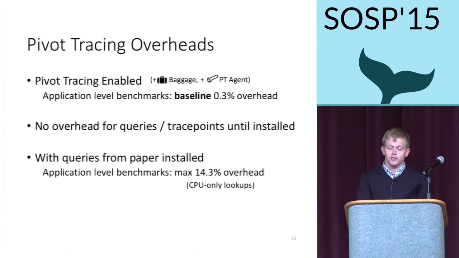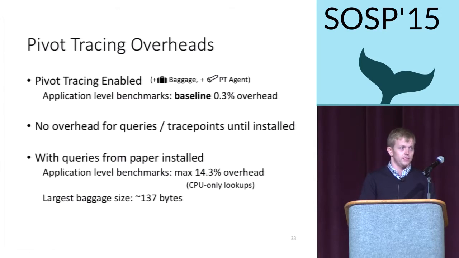On the same application level benchmarks, we recorded a maximum of 14.3% overhead incurred for queries from the paper. And this benchmark represents the worst case possible, where requests were sub-millisecond, CPU-only, lock-free lookups. And of all the queries in the paper, the largest baggage size was only about 137 bytes.